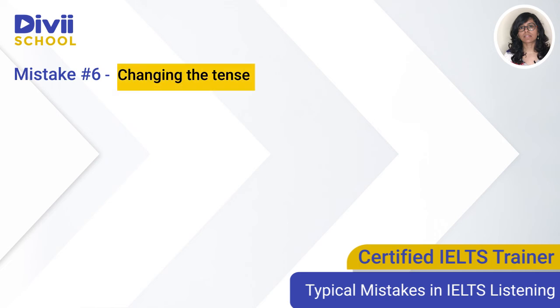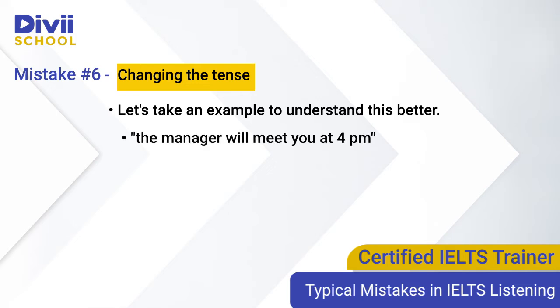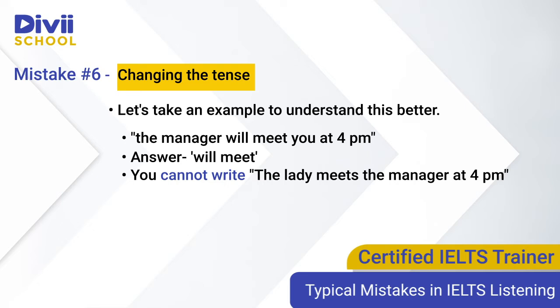Mistake number 6. Changing the tense. Let's take an example to understand this better. If you hear an audio which says, "The manager will meet you at 4 p.m." and this is the question, your answer must be "will meet." You cannot write, "The lady meets the manager at 4 p.m." because "meets" is the present tense and "will meet" is the future tense.